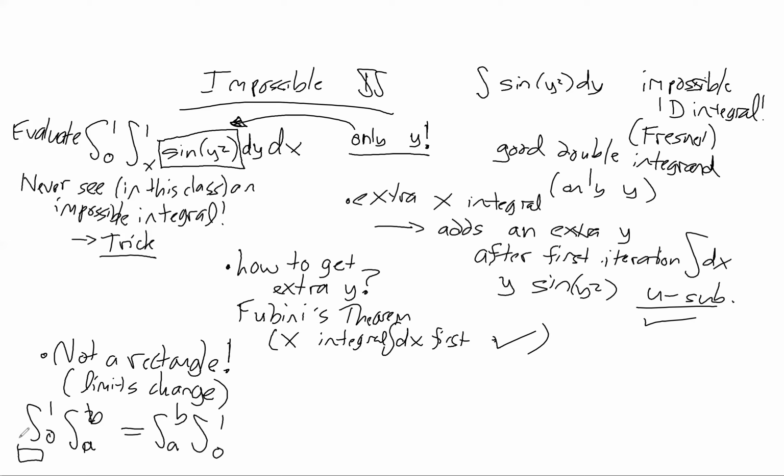But now, what is our region? Our region depends on x now, because it was the integral from x to 1, and this is the y integral. So how do we do this? I'm just rewriting it. There are a couple steps to do.